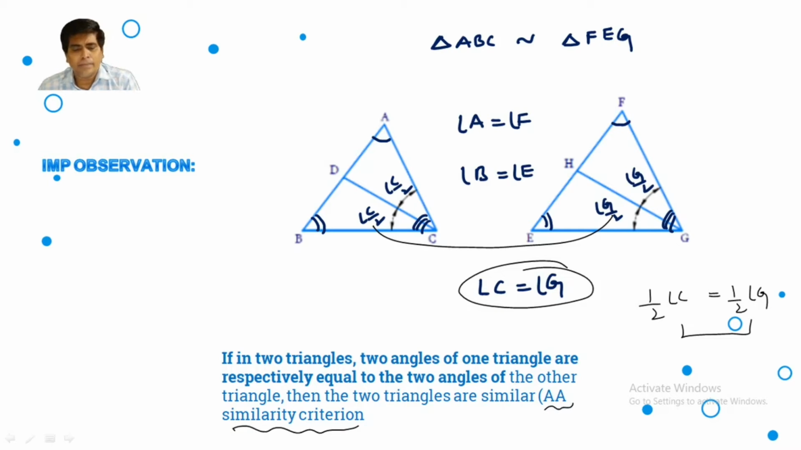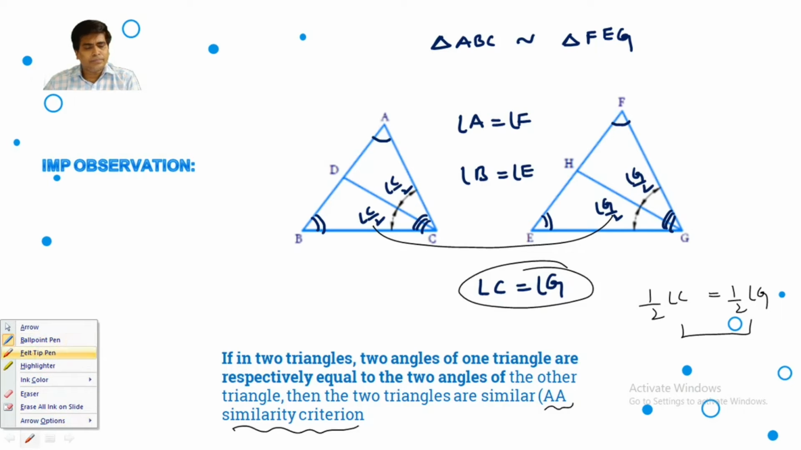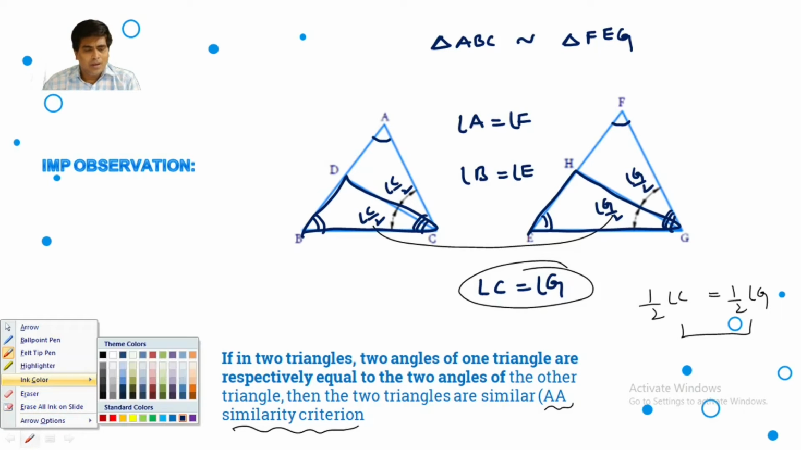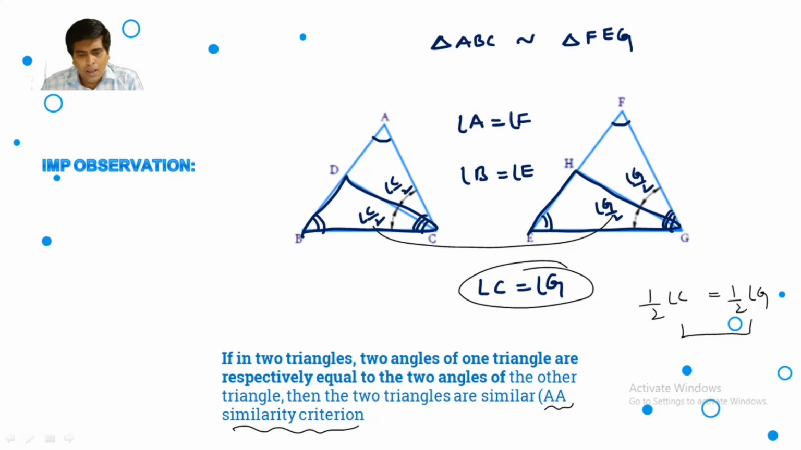Angle similarity. So here clearly, if I consider this BCD triangle, and if I consider this as EGH triangle, in these two triangles, angle B is equal to angle E. One angle is clearly equal.